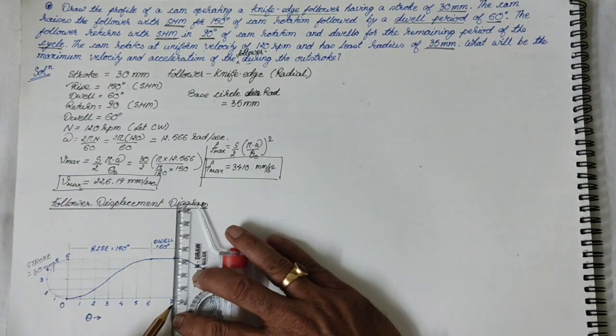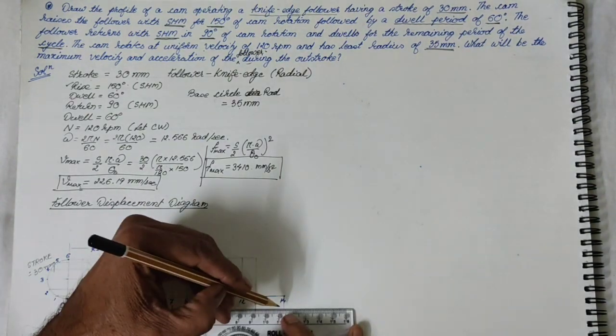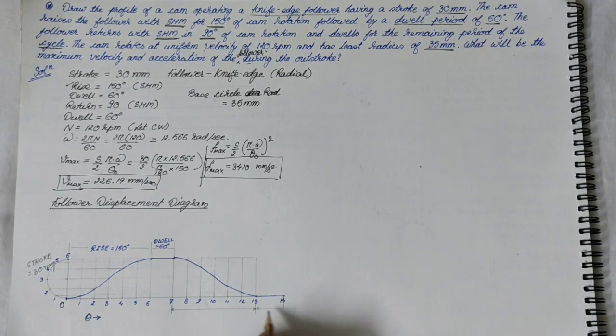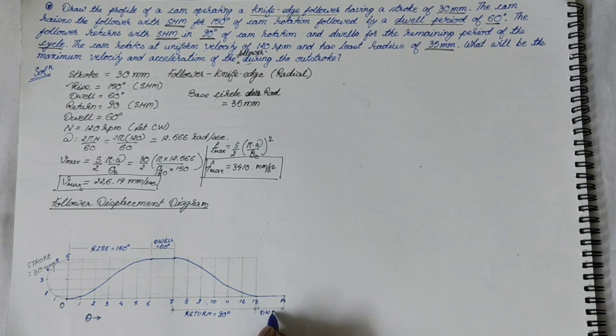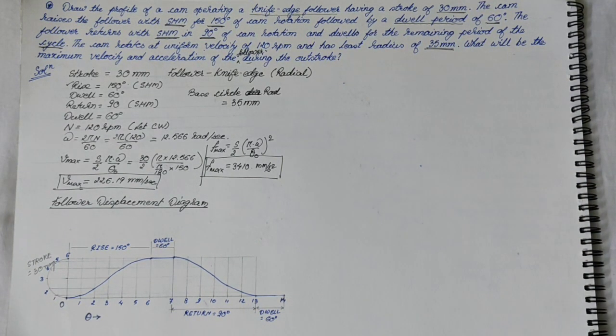So from 7 to 13 is return, and from 13 to 14 is dwell. So this is return of 90 degrees and this is dwell of the remaining 60 degrees. That is how we finish the displacement diagram, and now we will move on to get the cam profile.